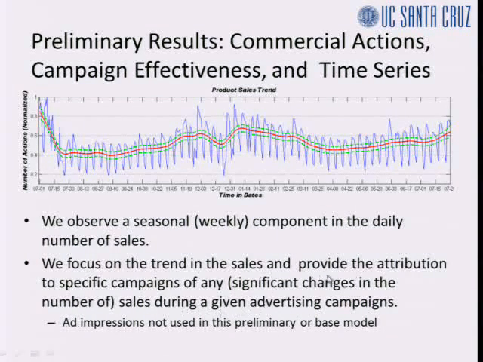Now, we look at the attribution to specific campaigns of any significant changes in the number of sales during a given advertising campaign. So here, we are just looking at campaigns overall. We are not saying, here is this ad, or the number of ads. We say, given this campaign, how much of a difference did it make? Not how many advertisements or impressions were looked at by anybody. Everybody with me? Because when you look at an ad campaign, you can say the campaign was present, did it make a difference in the number of sales? Or you can say, how many advertisements did I show people, and how did that number make a difference to the actual purchasing action? This first pass, we're just looking at whether it made a difference and how much.